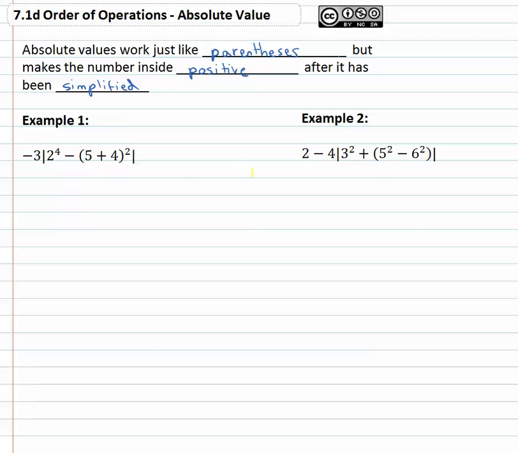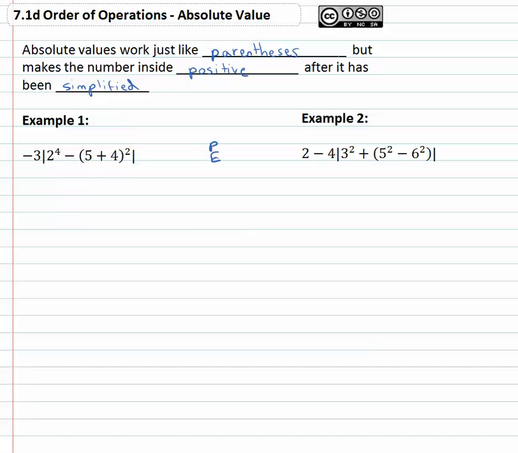In other words, looking at this first example, we're going to first simplify whatever's inside the absolute value. Simplify the absolute value first, and then we will make it positive, because that's what absolute value does. It's the distance from 0. So let's take a look at how that looks with this first example.